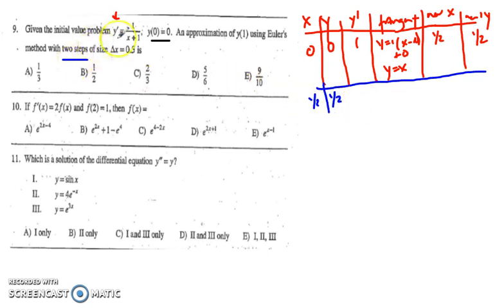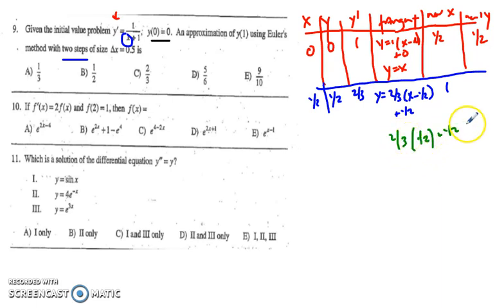y prime value. If I plug 1/2 in for x, I get 1 divided by 3/2, which will work out to be 2/3. My tangent line is then y equals 2/3 times (x minus 1/2) plus 1/2. My new x is 1, and when I plug 1 into the tangent line equation, I get 2/3 times 1/2 plus 1/2. So that's going to be 1/3 plus 1/2, which is 5/6, which is choice D.